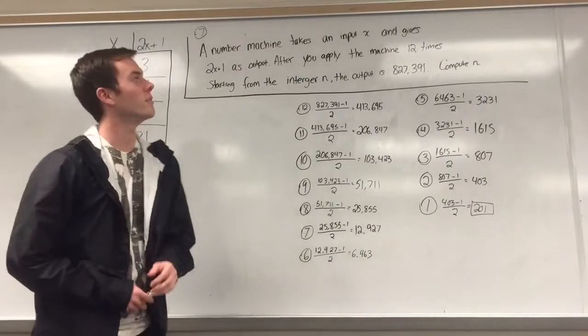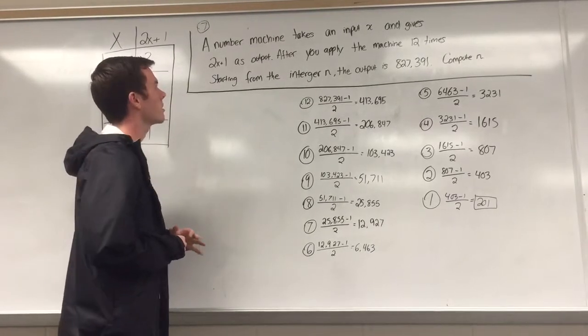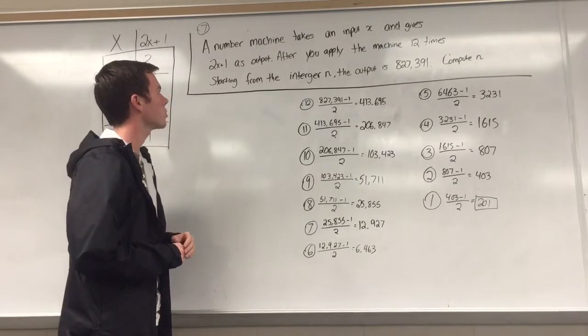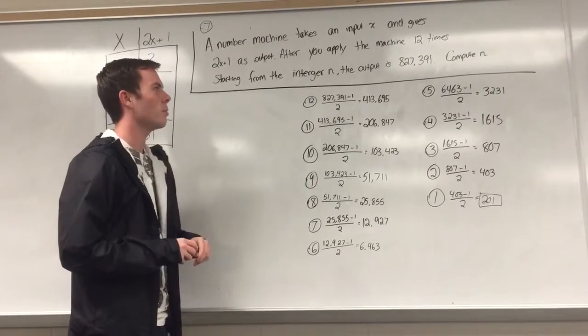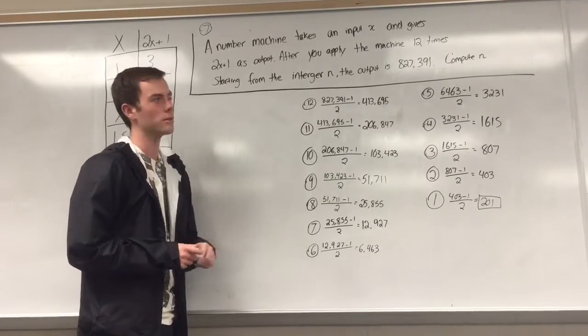So today we have problem number 7, and problem number 7 states, a number machine takes an input x and gives 2x plus 1 as output. After you apply the machine 12 times, starting from the integer n, the output is 827,391, and we want to find what n is.